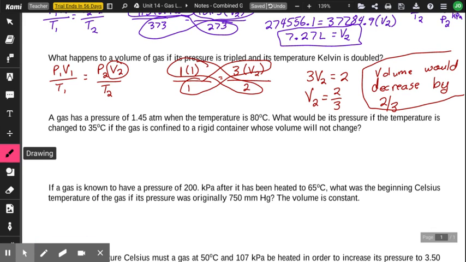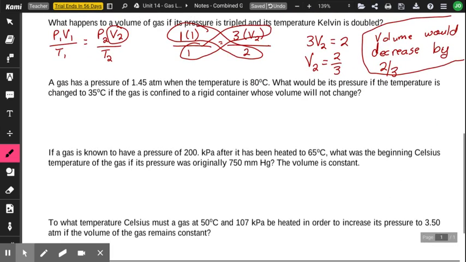So, looking at our next problem. It says a gas has a pressure of 1.45 atmospheres when the temperature is at 80 degrees Celsius. Okay, so this is a pressure, and this is a temperature. Again, we're going to need to convert that into Kelvin. We'll do that in a second. What would be its pressure if the temperature is changed to 35 degrees Celsius? They said the temperature is changed, so this is temperature 2. They also say what would happen to the pressure if that happened. So that's my pressure 2.